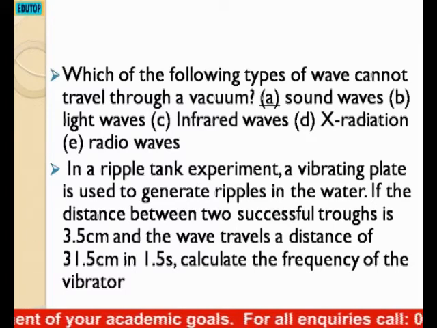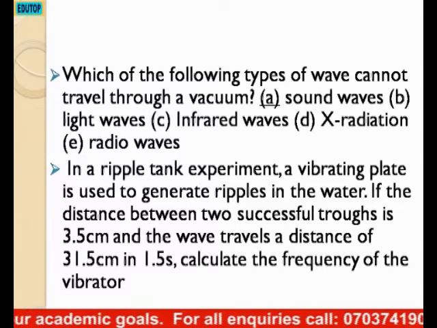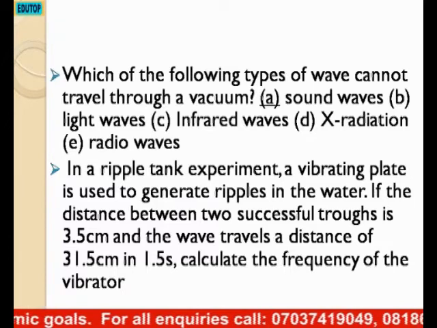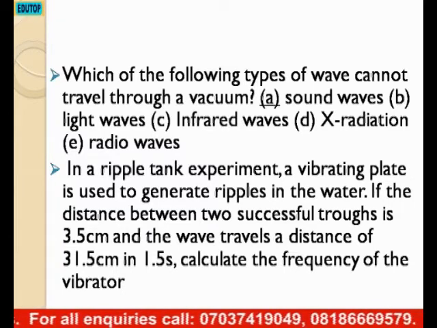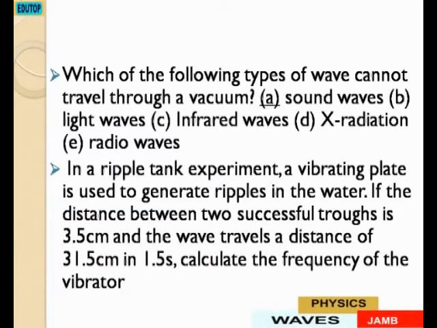The question says, which of the following types of wave cannot travel in a vacuum? A. Sound wave, B. Light wave, C. Infrared wave, D. X-ray radiation, E. Radio wave. If you look at all the options, only sound wave is an example of a mechanical wave. All the other ones are electromagnetic. So sound wave cannot travel in a vacuum because it requires a material medium for its propagation.